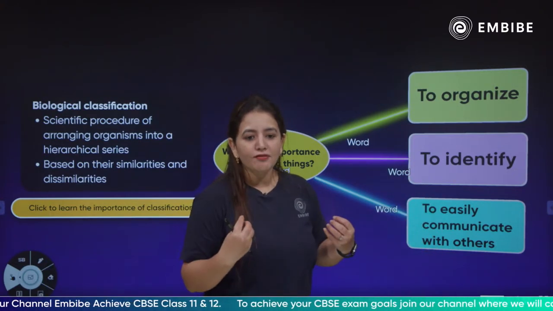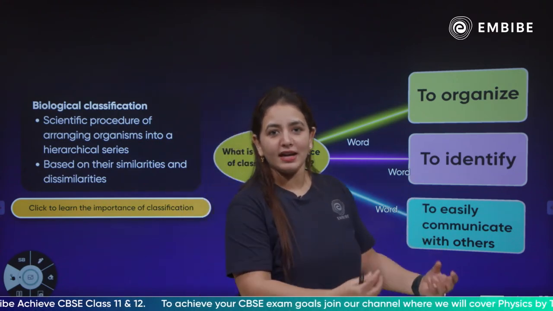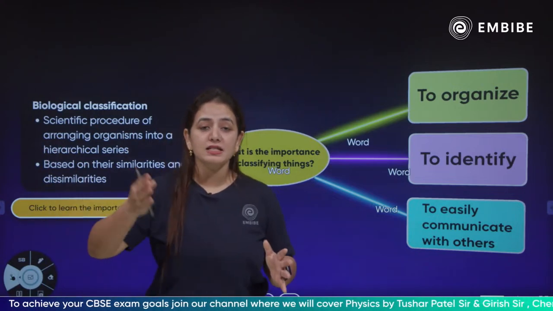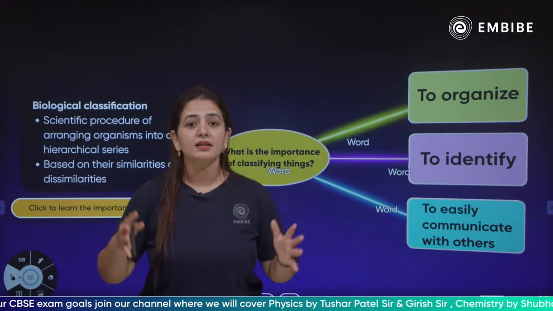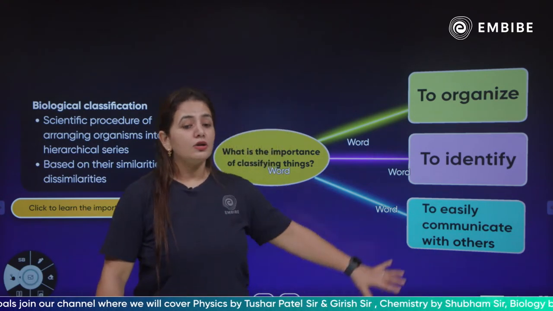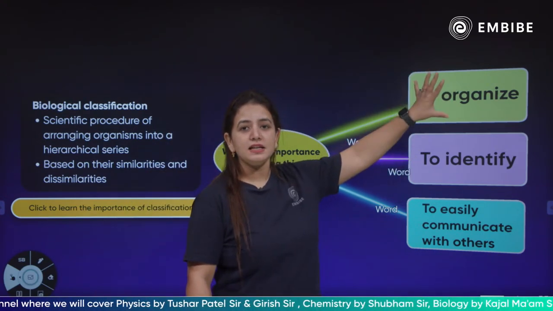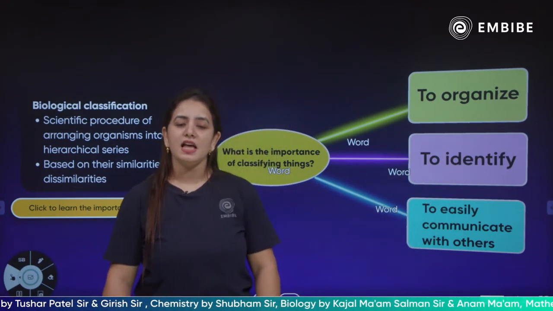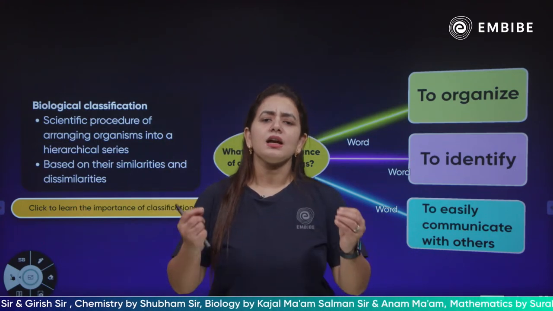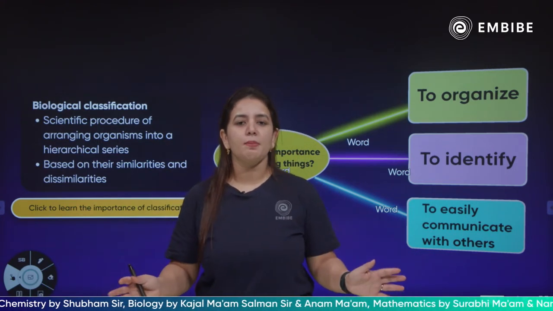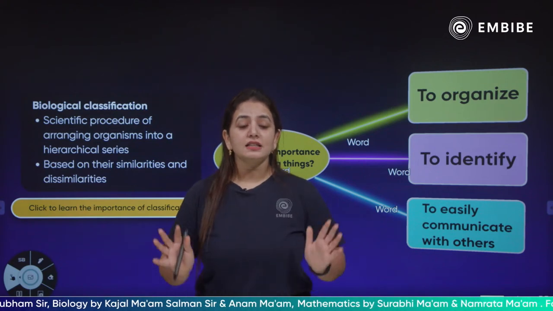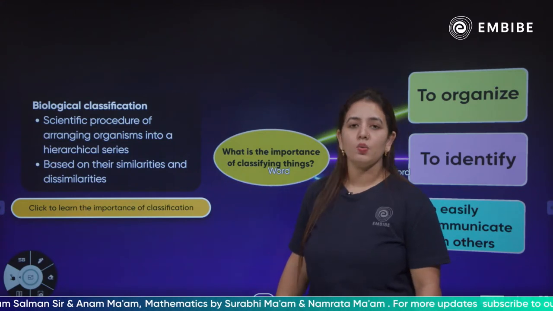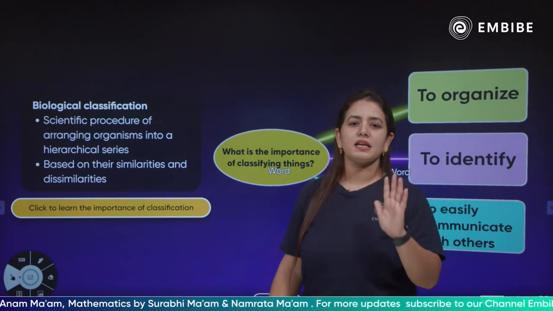Yes, I'll be more comfortable communicating with another human, right? Yes, I know every organism has its own language to communicate. That is why they are similar. So we organize in such a way that things are easily identified and can easily communicate with each other. This is the necessity of biological classification, or in general, of classification. The reason for classification is to organize, to identify, and to easily communicate with each other. This is just a basic introduction.